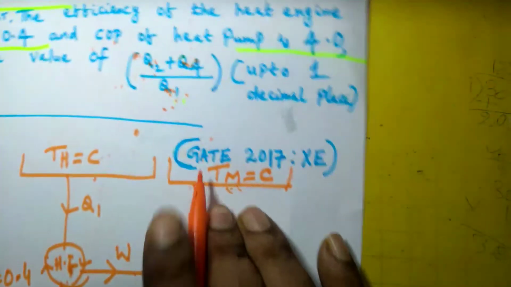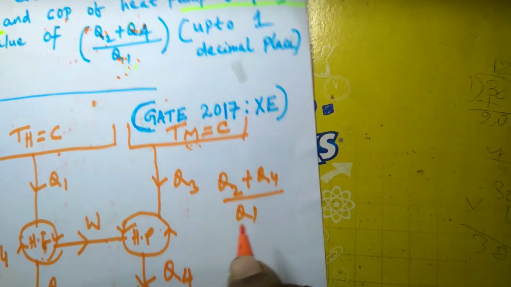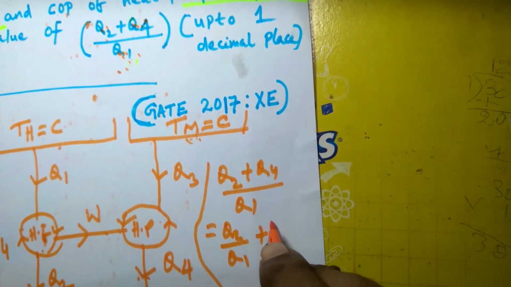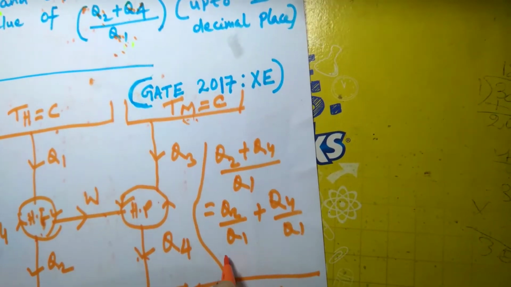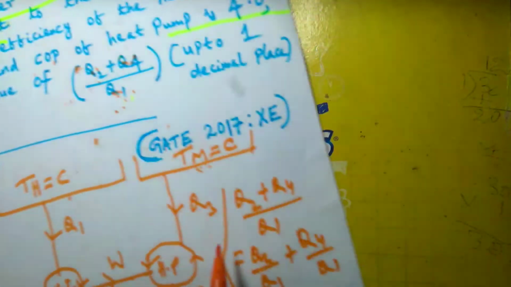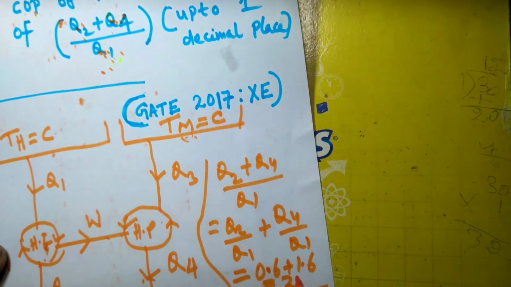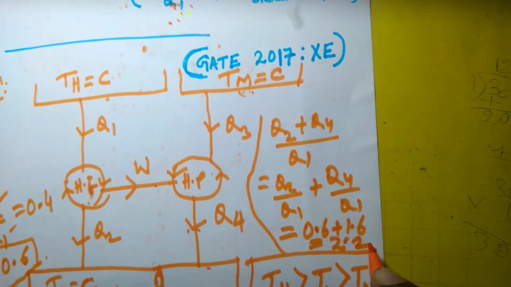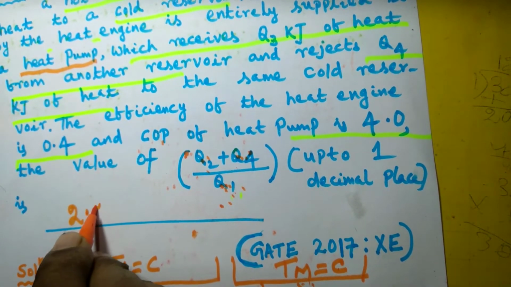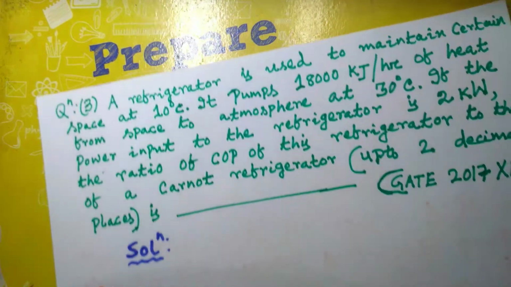So on adding this, Q2 plus Q4 by Q1 is nothing but Q2 by Q1 plus Q4 by Q1, that is, Q2 by Q1 is 0.6 and Q4 by Q1 is 1.6. So 0.6 plus 1.6, this is 2.2. So this answer is 2.2. So next question is question number 3.